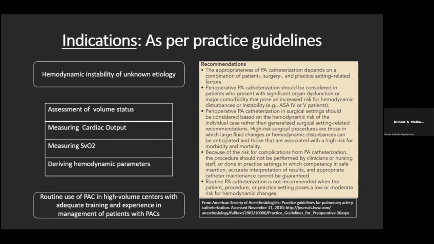Pulmonary artery catheter must be used in presence of significant organ dysfunction in ASA 4 and 5 patients. Also, pulmonary artery catheter should not be used if the clinician, nursing staff, or the practice settings are not competent in safe insertion, accurate interpretation, and appropriate maintenance of the catheter. Routine PA insertion is not recommended when the patient procedure involves low or moderate risk of hemodynamic changes.